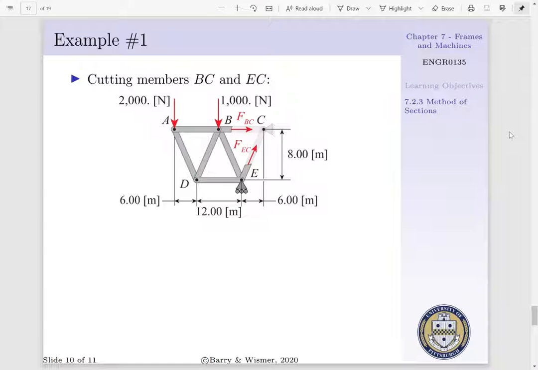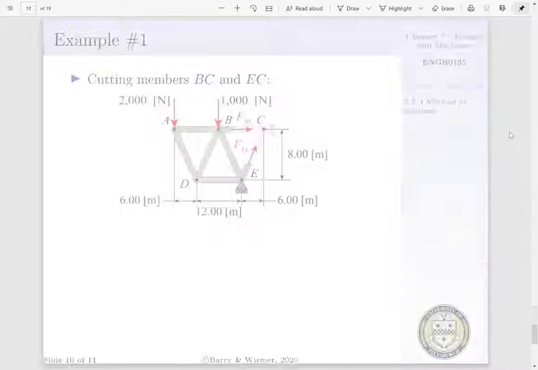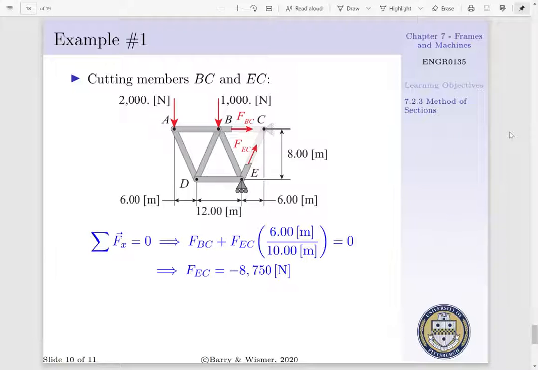Now we can cut members BC and EC. In doing such, we recognize, once again, we only have 1 unknown. Thus, we can apply the summation of forces in the x direction. FBC plus FEC times cosine of theta is equal to 0. Or we find FEC to be minus 8,750 newtons.